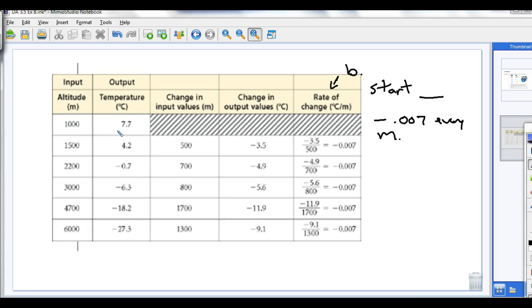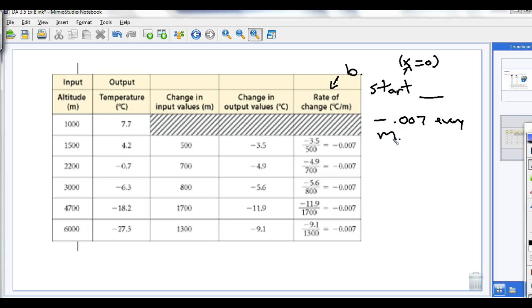Well, do we start at 1,000? Do we start at 7.7? And the answer is no, because we always want to start when x equals 0. That's the time when we start. So it's not just the first number in your table, it's always when x equals 0. So we have to find that number.